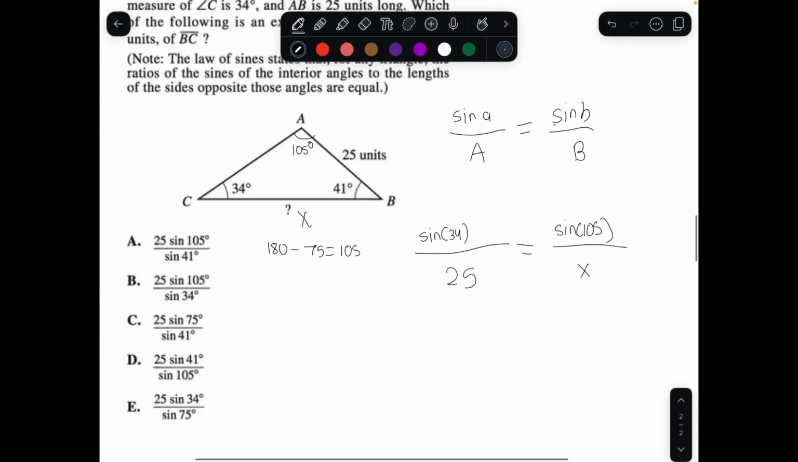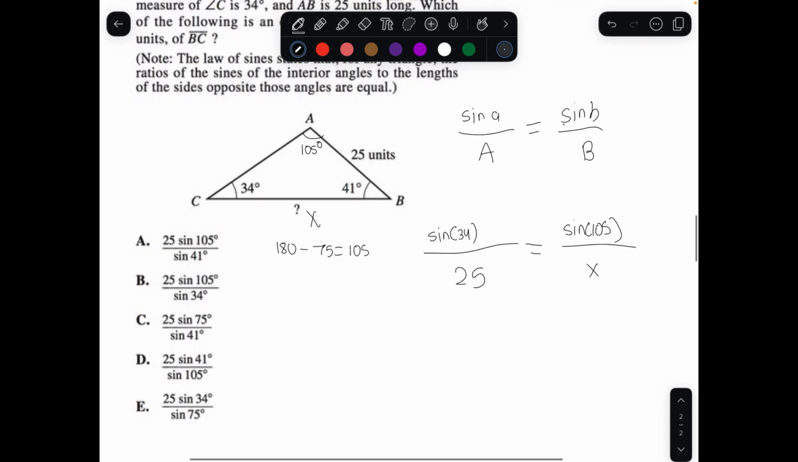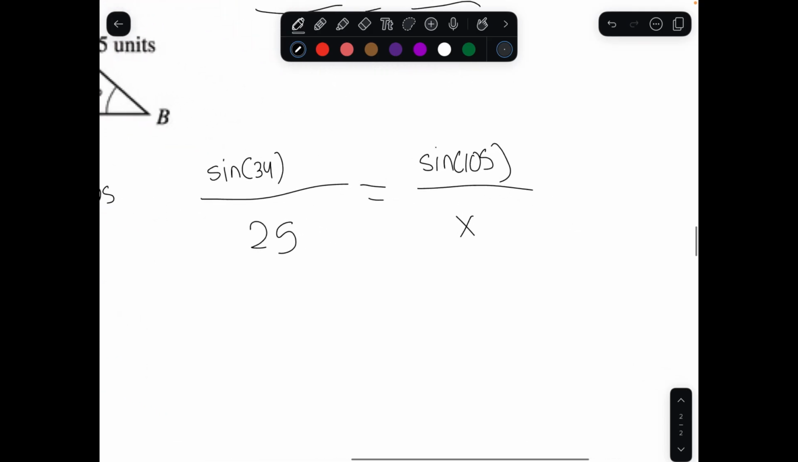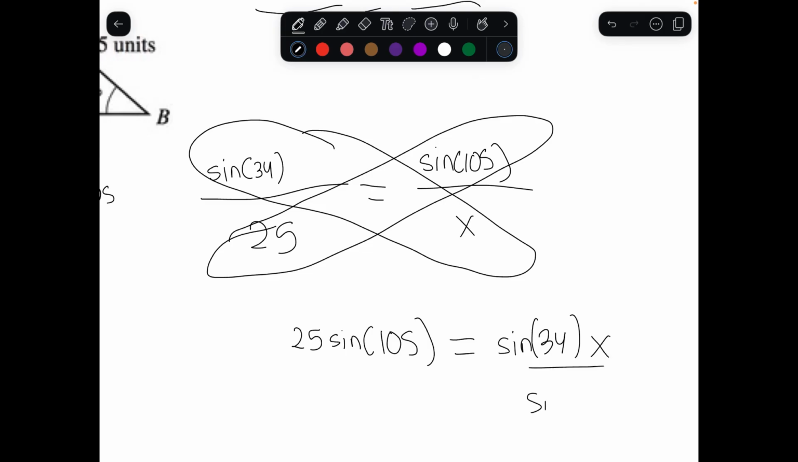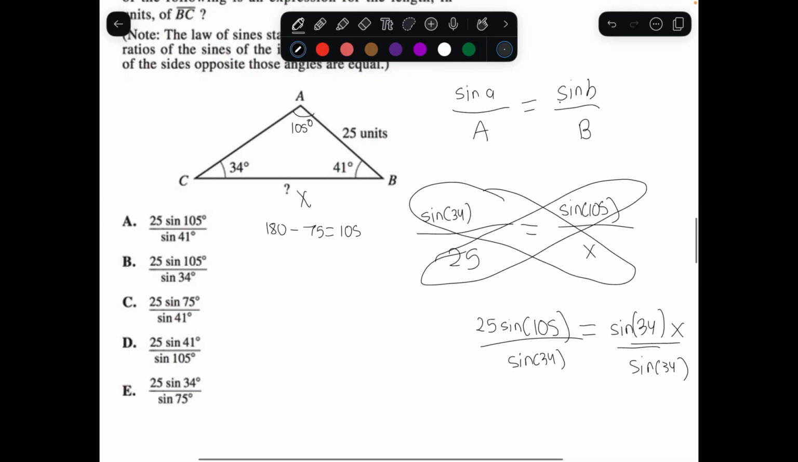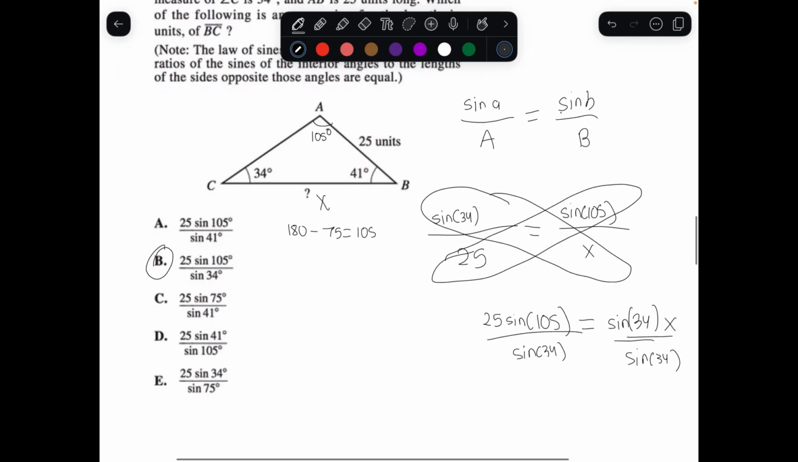And this allows us to basically find missing sides or even missing angles. So now all you do is cross multiply to find x. So you would do 25 sine 105. This is the cross multiplication, by the way. Set that equal to sine 34 x, divide to solve for x. And let's see what that matches with. It matches with B, so your answer is B for this question.